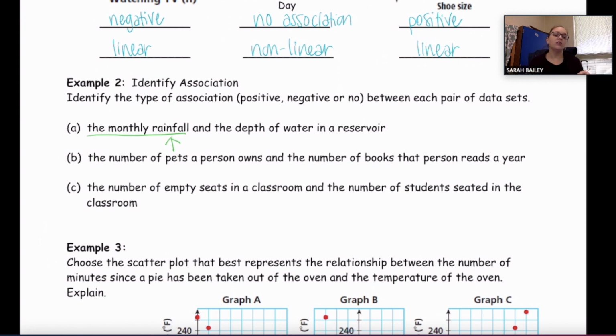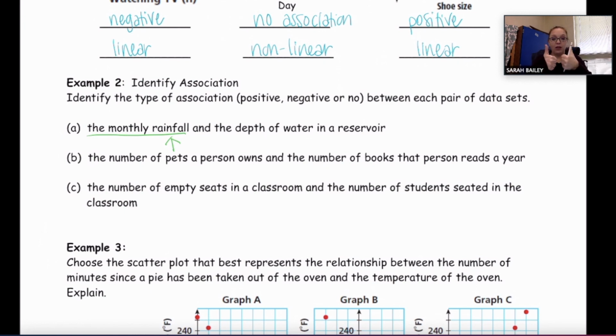Now, some kids aren't sure what a reservoir is. A reservoir is an area where you collect rainwater. That's just what it is. So as the rainfall increases, what's going to happen to the depth? Is it going to get deeper? The depth is going to increase, or is it going to be less deep? Well, obviously, it's going to get deeper, okay?